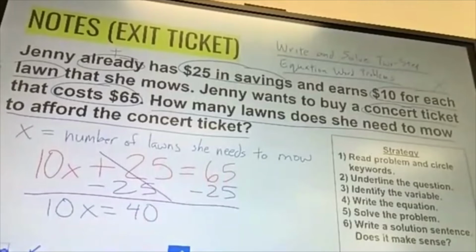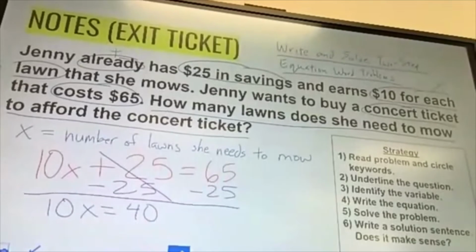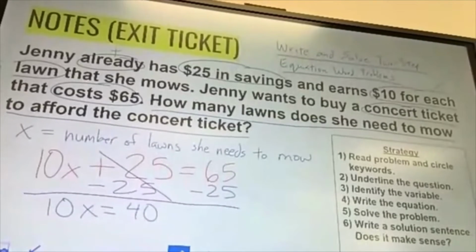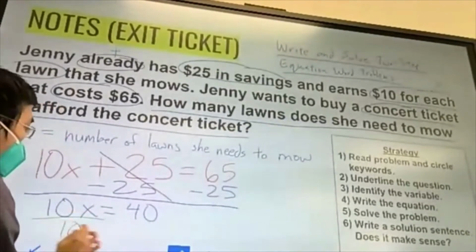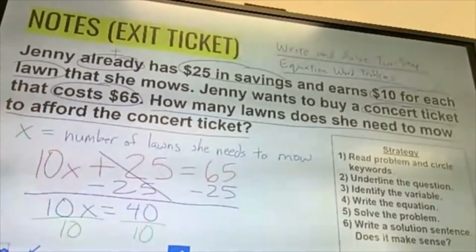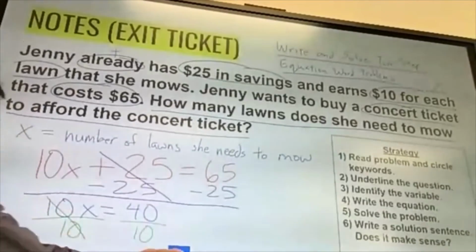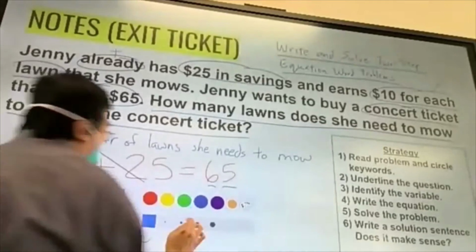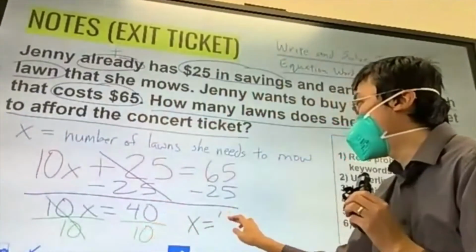After we got rid of the plus 25, what is the other step we need to do to get x alone? Divide by 10 on both sides. So we're going to divide 10 on both sides. And now we're left with x is equal to 40 divided by 10, which is 4.